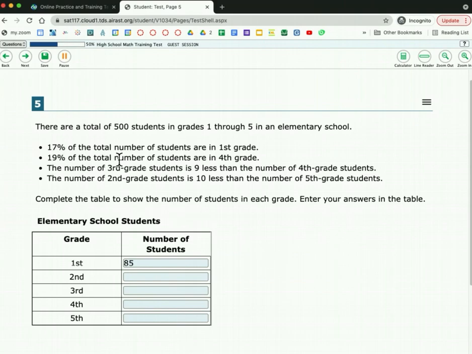And it says 19% of the total number of students are in fourth grade. So I'm going to go back to my calculator.